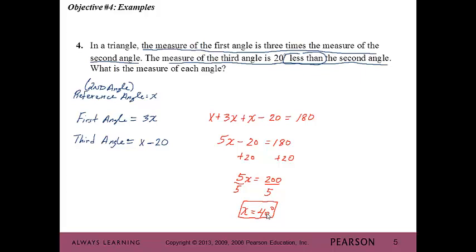So the second angle is 40 degrees. The first angle is going to be 3 times 40 degrees, which is 120 degrees. And then your third angle is going to be 40 minus 20, which is 20 degrees. And again, if you add all 3 angles up, it should equal 180, which it does.